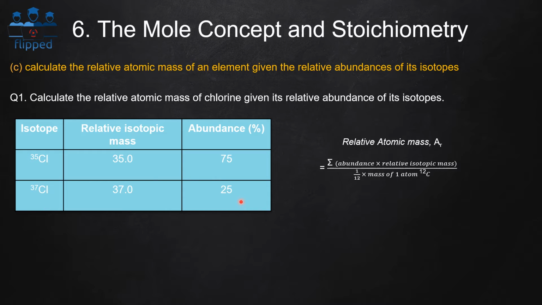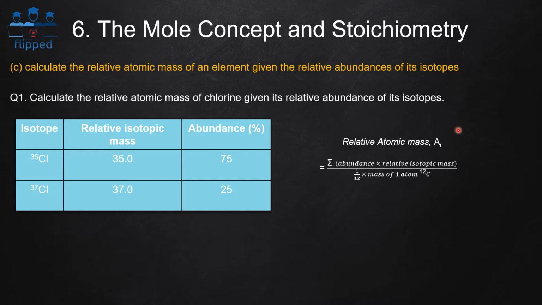What do I mean by abundance? Imagine I managed to capture 100 chlorine atoms. 75 of them will be 35 Cl, whereas the remaining 25 will be 37 Cl. That's what I mean by abundance: how common it is for them to exist, or how rare it is. So you can see that 35 Cl is more common than 37 Cl, and 37 Cl is rarer than 35 Cl. Hopefully that makes sense. Their abundances should add up to 100%, as in this case. So this is out of the way.